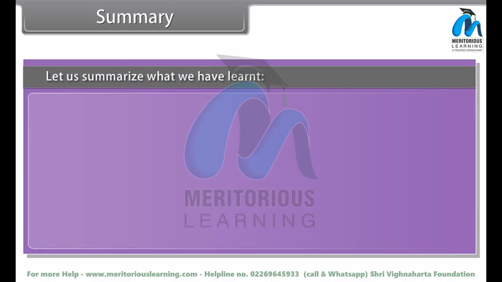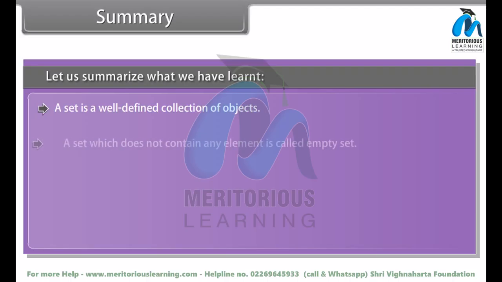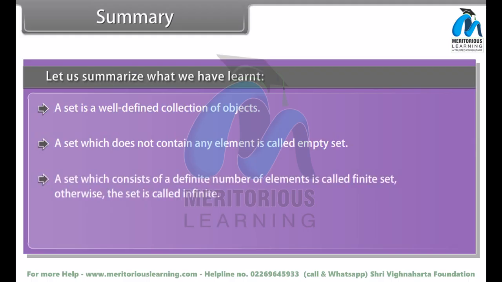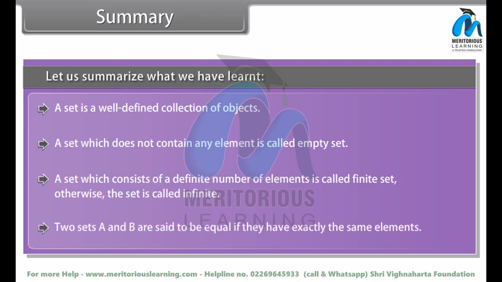Summary. Let us summarize what we have learned. A set is a well-defined collection of objects. A set which does not contain any element is called an empty set. A set which consists of a definite number of elements is called a finite set. Otherwise, the set is called infinite. Two sets, A and B, are said to be equal if they have exactly the same elements.